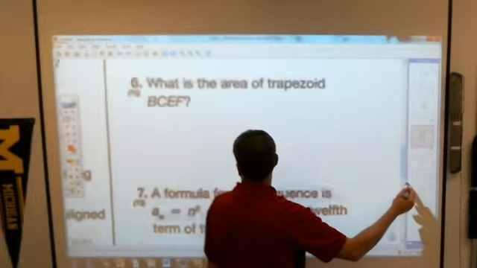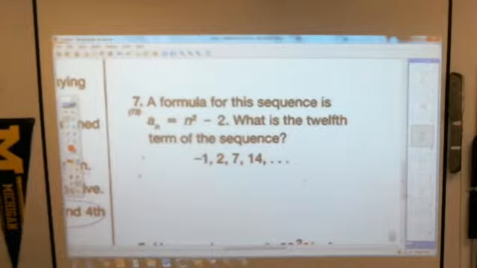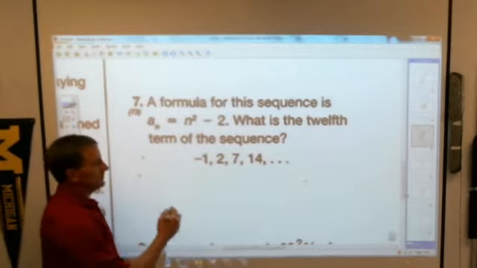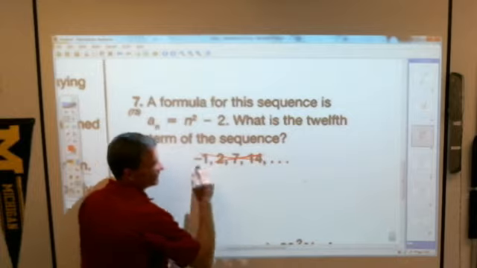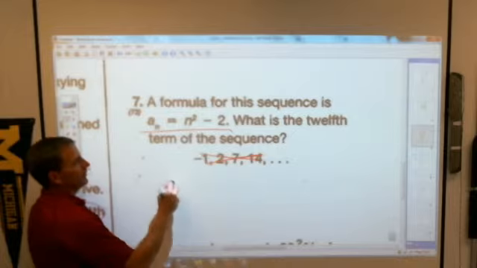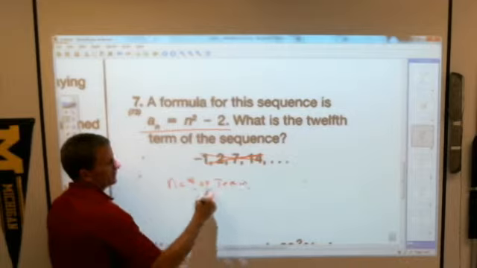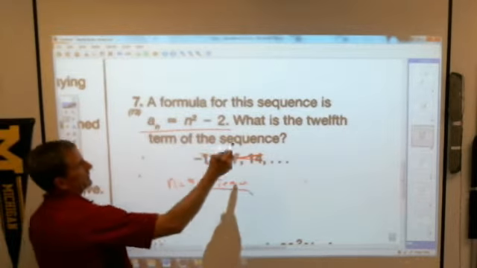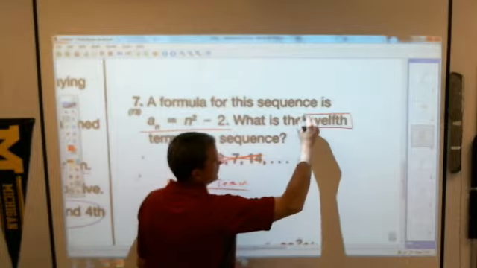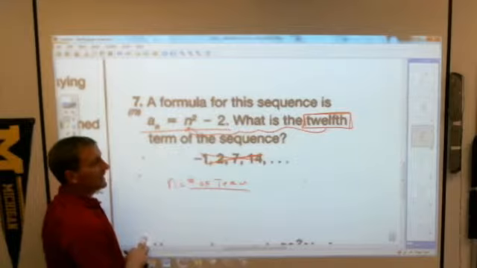We are just cruising for an absolute solution here. Formula for this sequence is a sub n equals n squared minus 2. What is the 12th term of the sequence? Ladies and gentlemen, you do not need this, it's immaterial. You just need to know that when you talk about this sequence formula, the letter n is the number of the term. And they told you the number of the term right here. You just take that and put that in for the letter n, and you will get your answer.